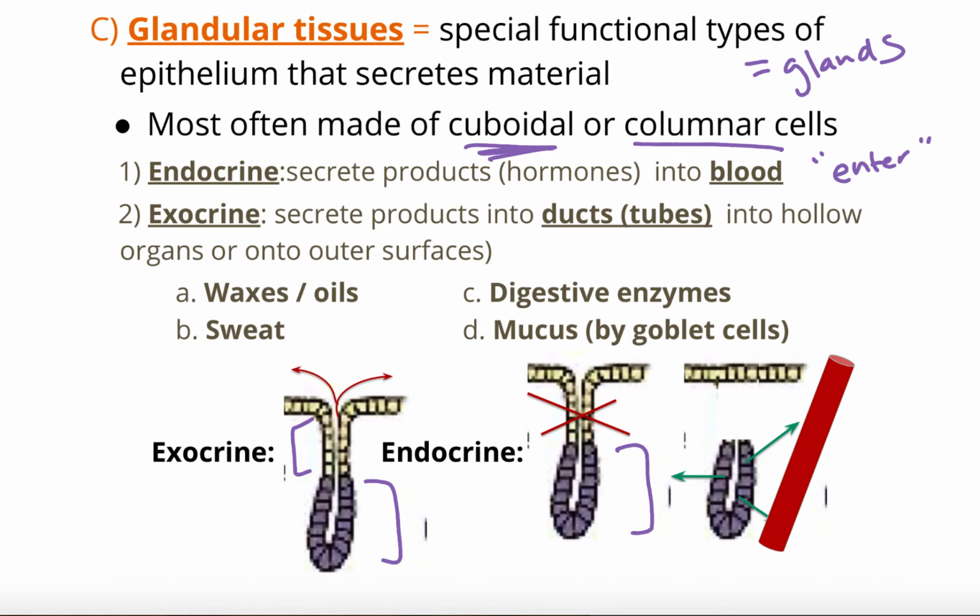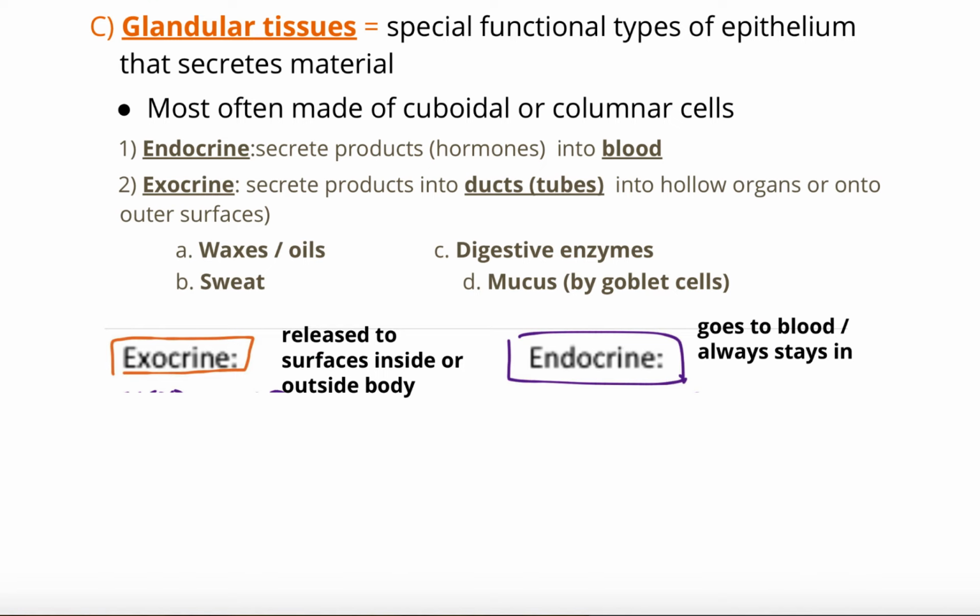Things that they might make are waxes and oils to keep your skin soft or your hair soft, sweat, digestive enzymes like the stuff made in your saliva or the stomach acid, and enzymes you find in your intestines, and mucus. These are all examples of exocrine glands. So this is kind of a not great image, and I would like to draw a more cartoony image of exocrine versus endocrine gland. But again, exocrine glands are released onto the surfaces of your body, and endocrine glands are released into your blood.